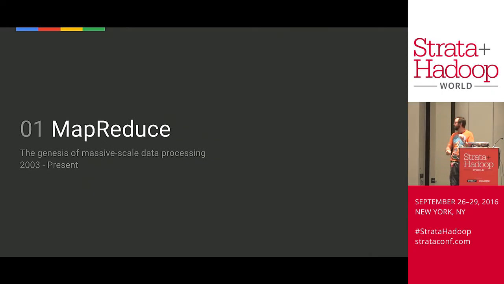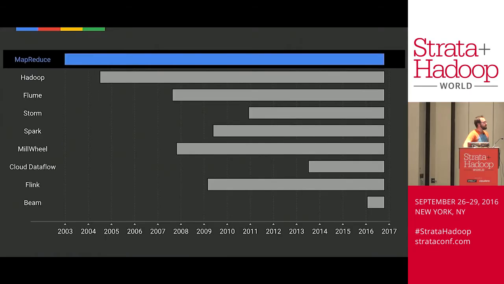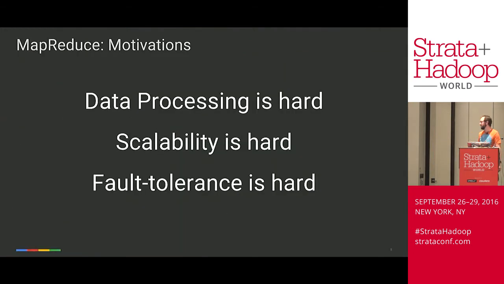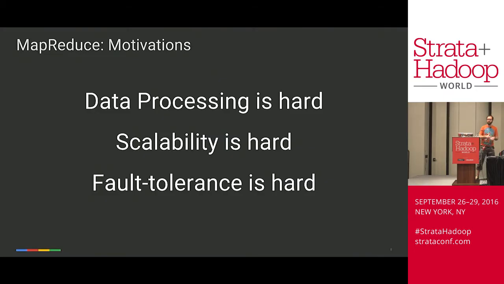So let's get started. MapReduce. All of this kicked off with MapReduce back in like 2003. What happened then was, folks at Google were building all these systems for doing web crawling, lots of other types of data processing, index building, and they kept building these bespoke systems, and eventually they started to realize 3 things. Data processing is hard in general to begin with. When you're trying to do it at massive scale, it's even harder. And when you're trying to do it in a fault-tolerant way on top of commodity hardware, it's even harder yet.